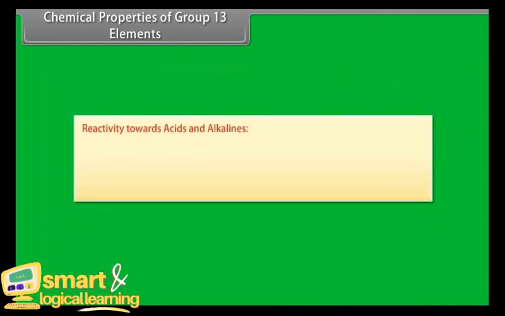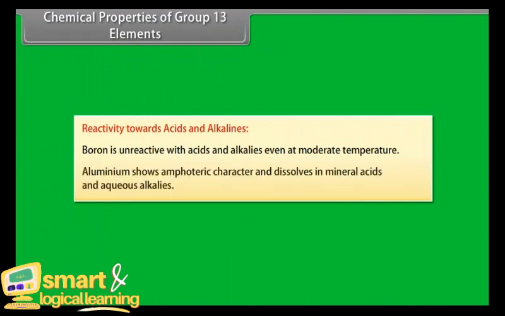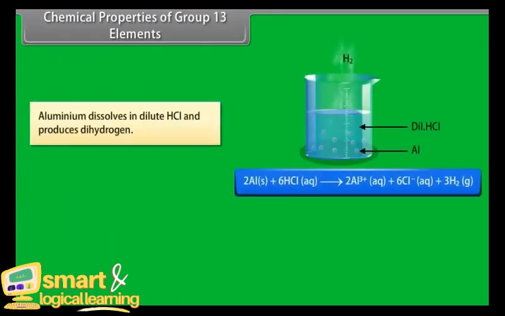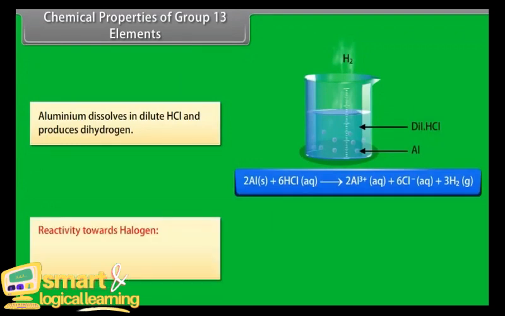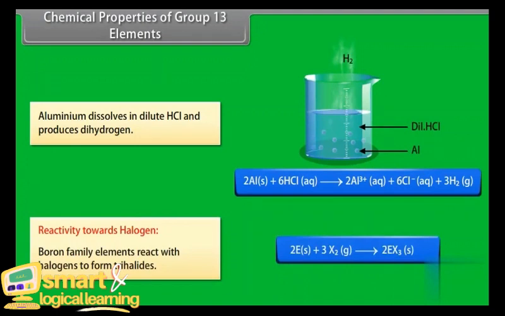Reactivity towards acids and alkalis. Boron is unreactive with acids and alkalis even at moderate temperature. Aluminium shows amphoteric character and dissolves in mineral acids and aqueous alkalis. Aluminium dissolves in dilute HCl and produces dihydrogen. Reactivity toward halogens. Boron family elements react with halogens to form trihalides.